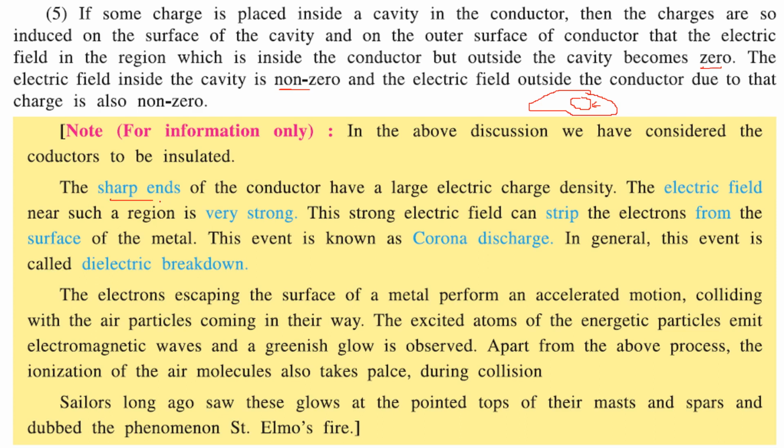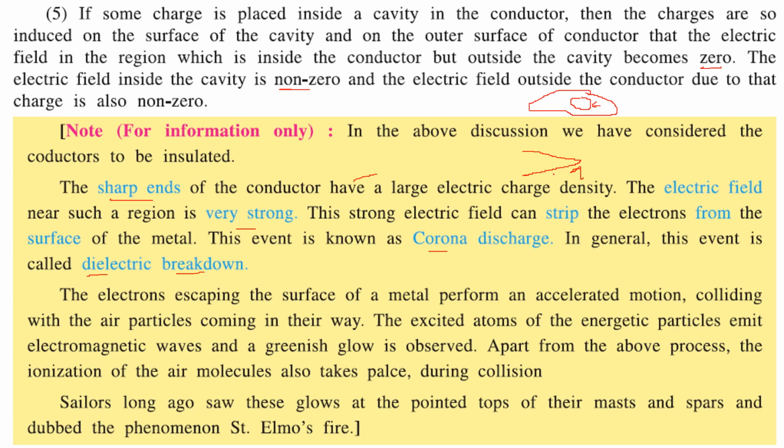The sharp ends of the conductor have large electric charge density, because there can be multiple types of conductor. The electric field near these sharp ends is very strong, and these strong electric fields can strip the electrons from the surface of the metal. So the electrons may come out because of the sharp-edged part. This is known as corona discharge, and we call it dielectric breakdown.